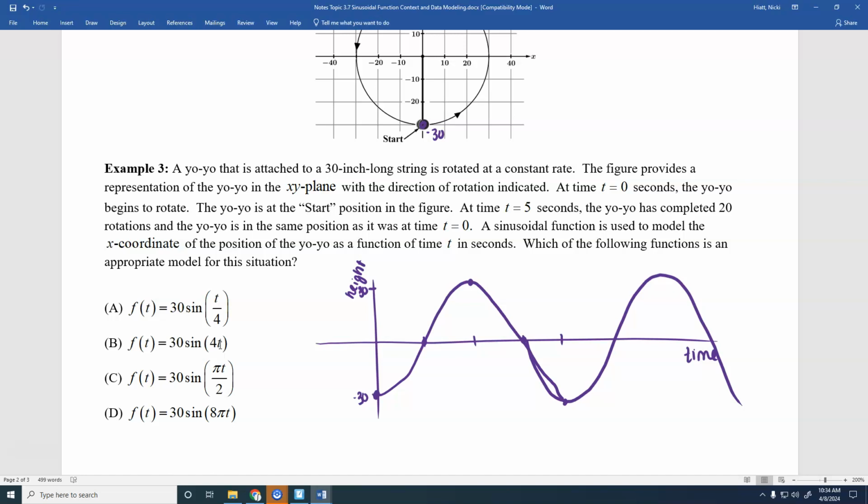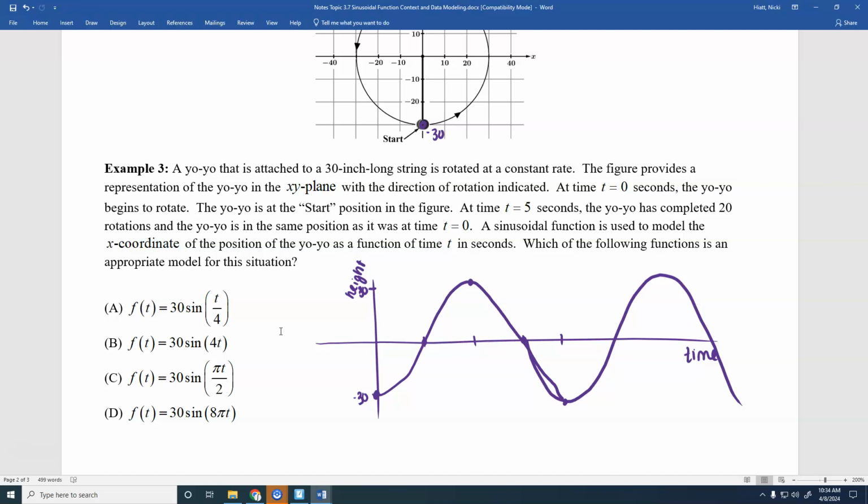Does it change our amplitude? No, that'd be the 30, right? Does it change your midline? No. It changes the period of the graph. It's not the period of the graph, but it changes the period of the graph. So we've got to figure out what the period of this graph is. Okay?